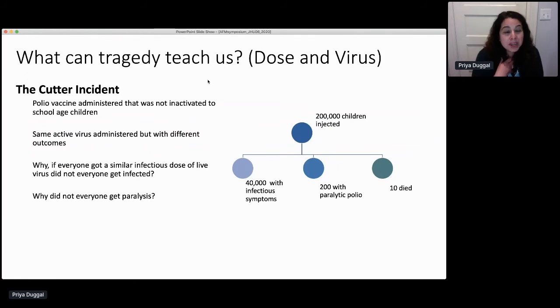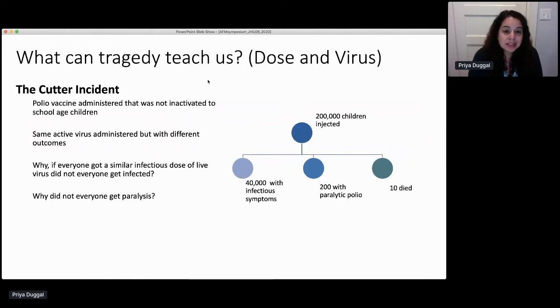So again, if I think about the factors that we think about when we think about genetic epidemiology, what can tragedy teach us about dose and virus? We heard some talks about the virus itself and the evolution of that virus, which are very important. But in any given year, in a family, what could we also learn about it? This is an example, another tragedy, where the polio vaccine that was not inactivated was administered to school-age children. The same active virus was administered, but we clearly see different outcomes. So 200,000 children were injected, 40,000 ended up with infectious symptoms, 200 had paralytic polio, and 10 children died.